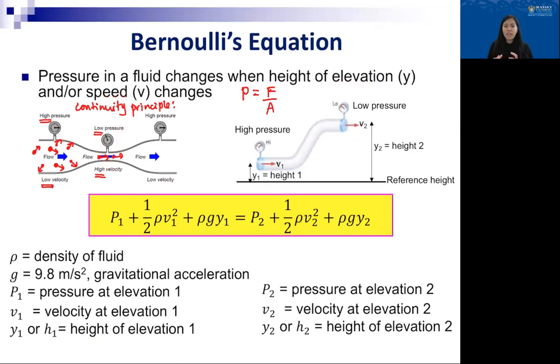Putting the effect of both elevation and speed together, we have what we call Bernoulli's equation. Bernoulli's equation tells us how the pressure changes when the elevation or depth and the speed change in the pipe. This is this very long equation here.